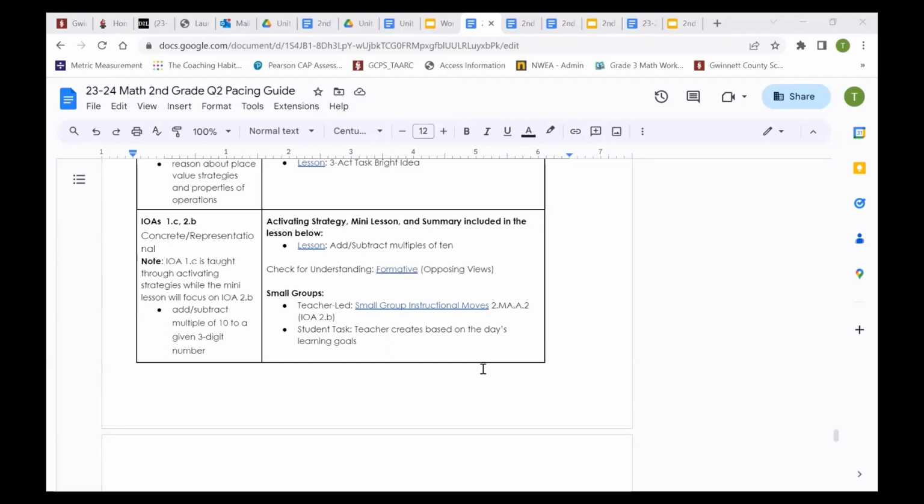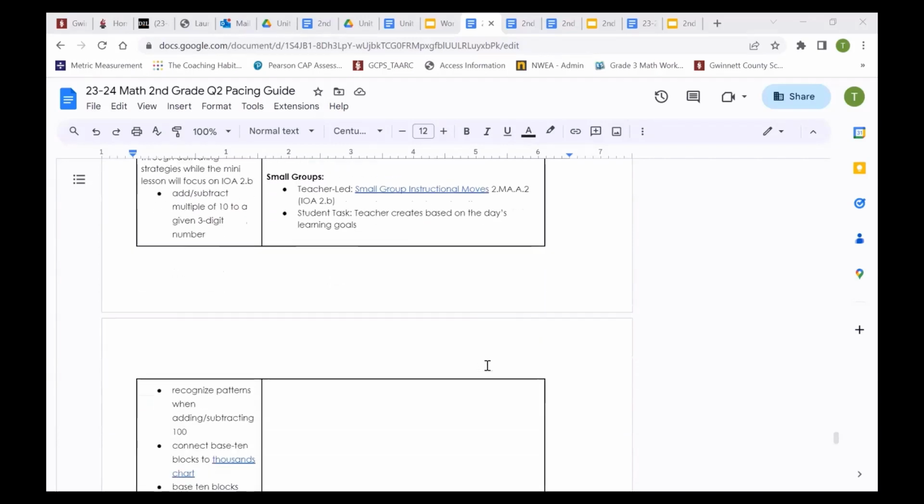IOA 1C will be taught exclusively through the activating strategies. This IOA allows students more experience with building a foundation for multiplication in the next grade band. They will count forward and backwards by ones, tens, and hundreds from any number within 1,000. They will skip count forward by fives from multiples of 5 and by 25s from 0.